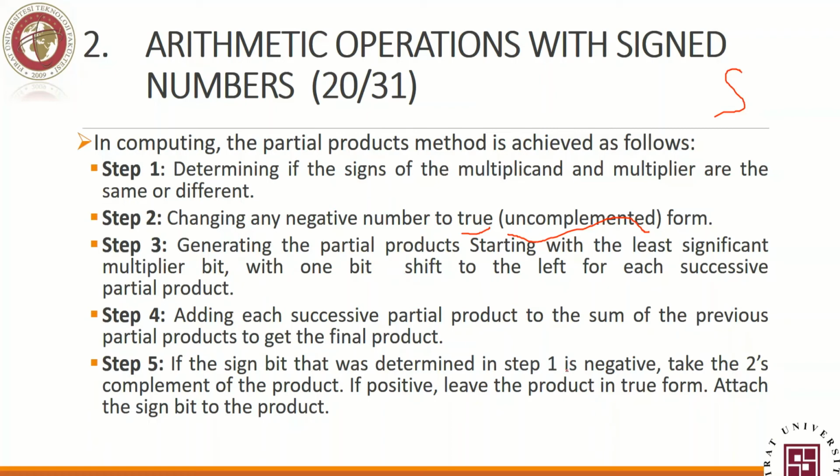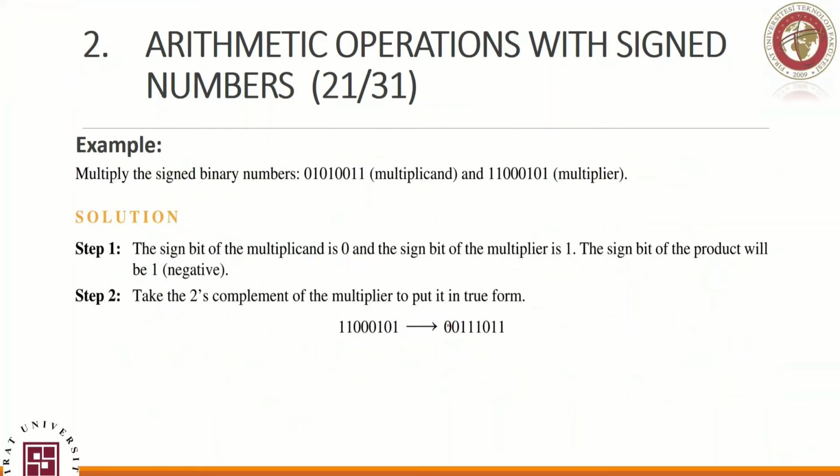But here is the thing. Numbers in computer system are designed to be negative in 2's complement form. So you need to take the 2's complement. If positive, leave it the way it is after summing up the partial products. Not clear? No problem. Let's take an example and you will understand by example.